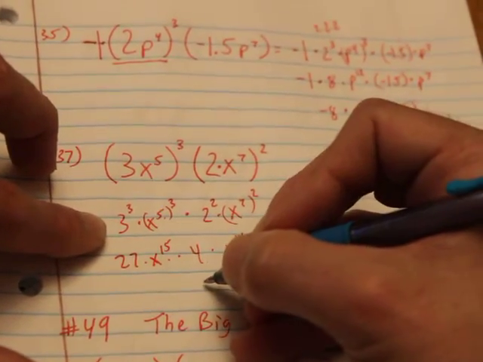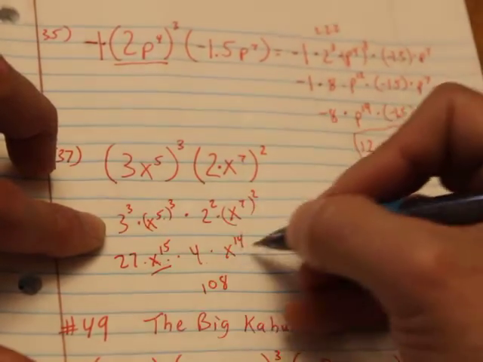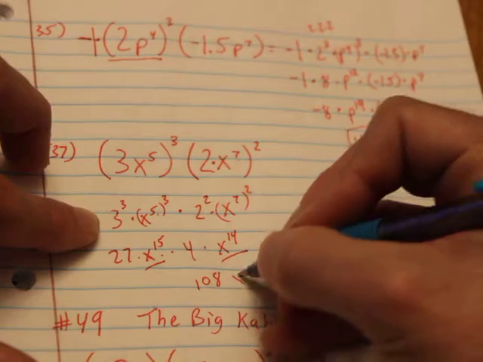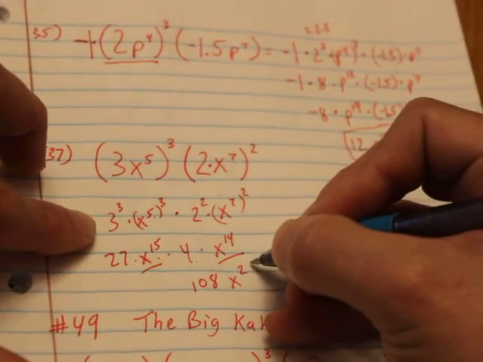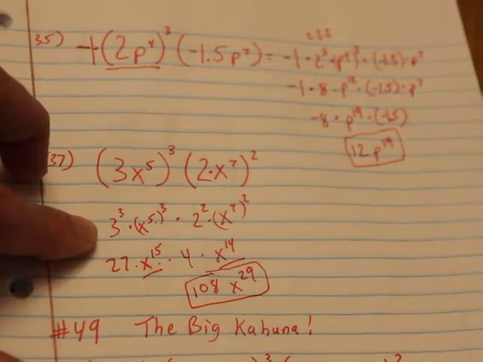27 times 4 is 108. X to the 15th times x to the 14th is x to the 29th. So that is that.